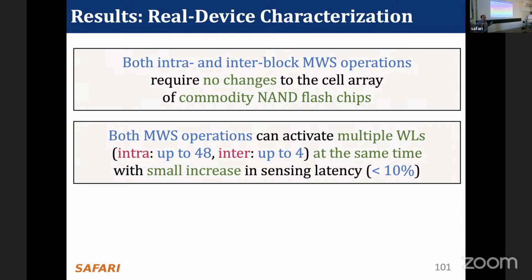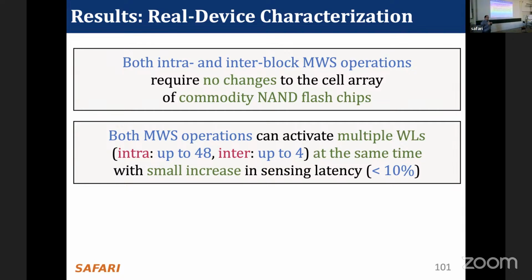I cannot say with high confidence because we haven't tested it, but at least the flash chip that we use had 48 word lines, and we actually achieved 48 operands. But inter-block, because we have a higher current value, we were limited by the power and energy, and in the end, we couldn't do more than 4 blocks at the same time.